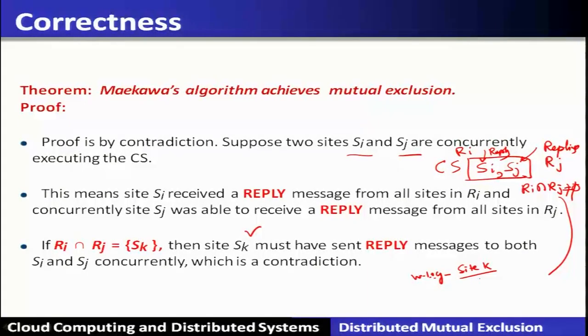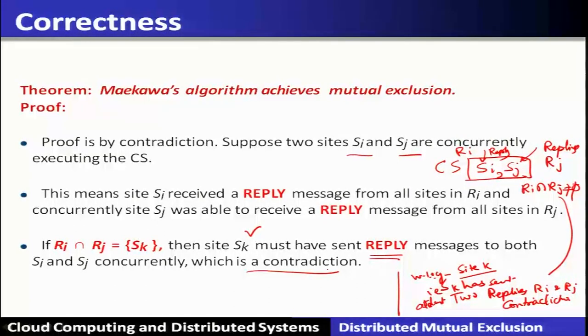So, this means that K has sent two replies at least, that is to SI and SJ, which is a contradiction. Why? Because of the second property, which says that it can send only one reply. Every site has to send only one reply, which is a contradiction. Hence, our assumption that two sites are concurrently executing the critical section is false. Therefore, only one site can execute in a critical section. Hence, it achieves mutual exclusion.